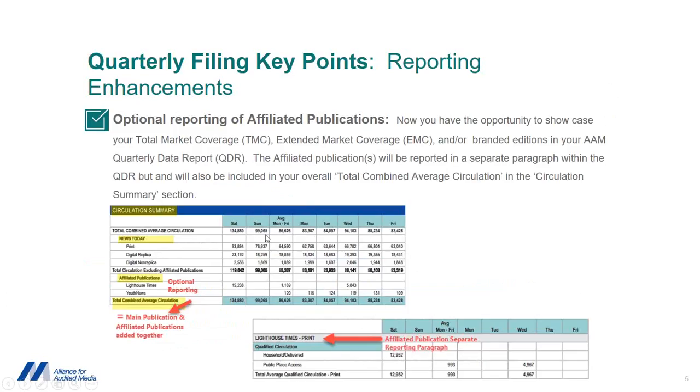But also what it does too is in the circulation summary, it includes the summary information of the affiliated publication. So you can add your main publication and your affiliated publication together to come up with this total combined average circulation. Again, this is a great opportunity for you to really tell a full, robust story of your true distribution.